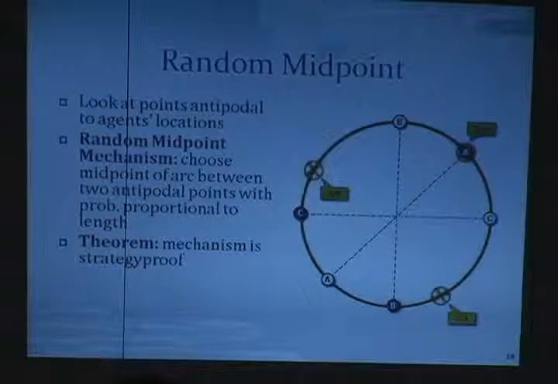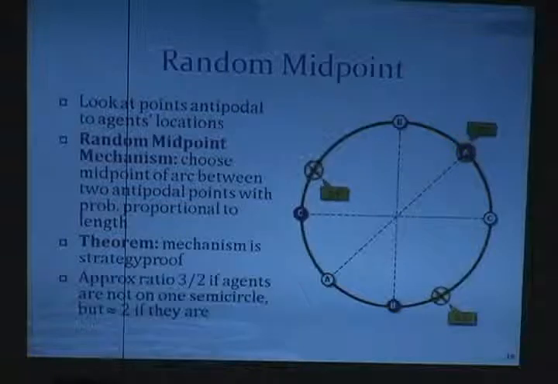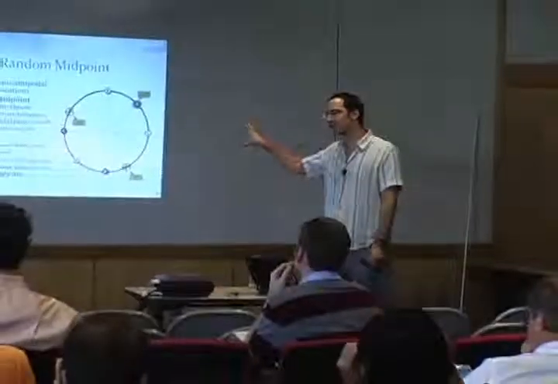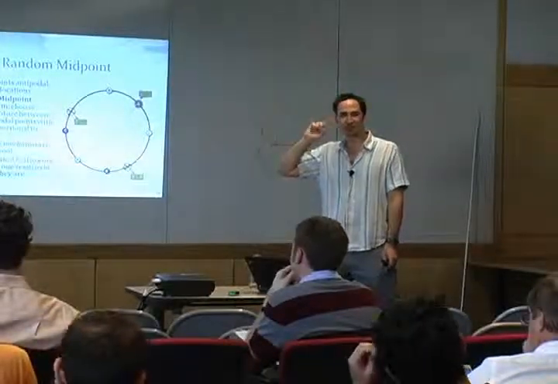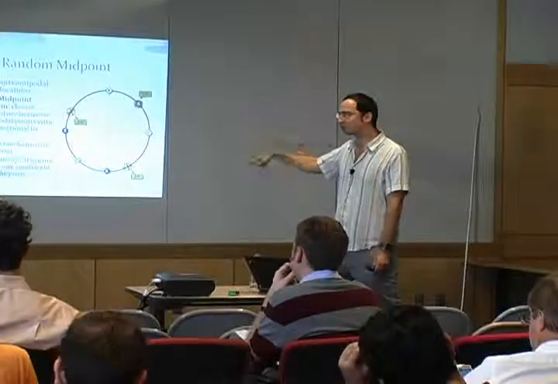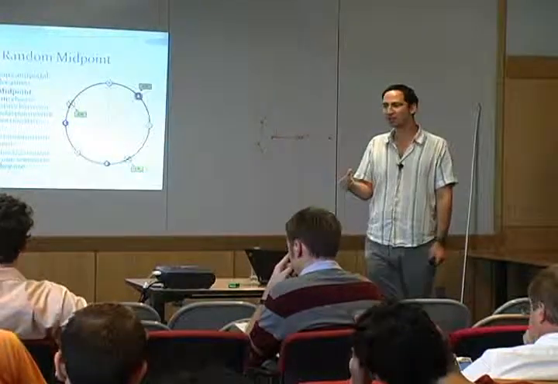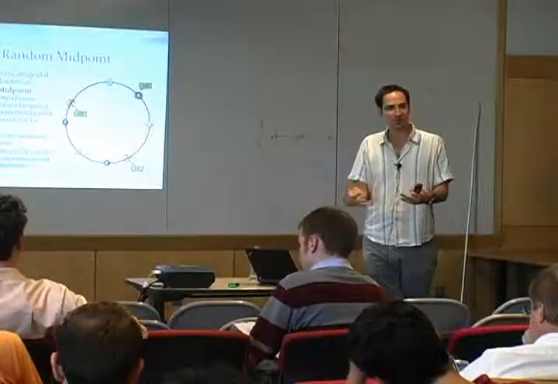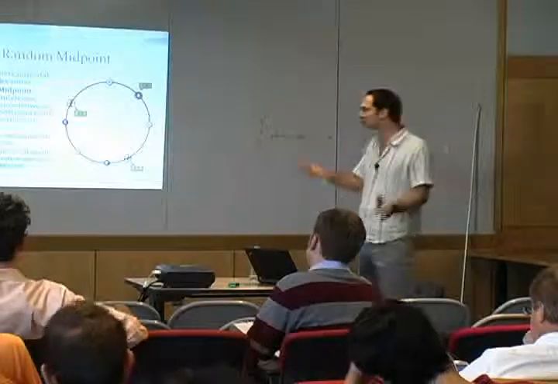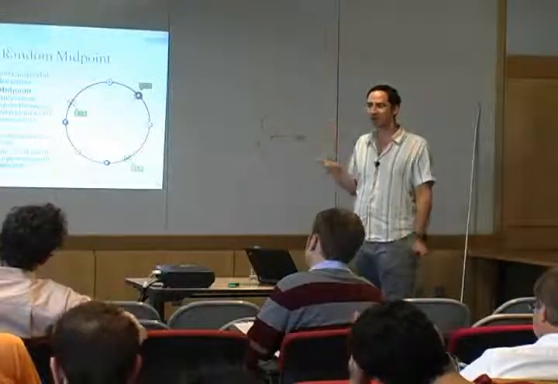You can prove this mechanism is strategy proof; it's not completely trivial. Now here is a strange phenomenon. If the agents are not located on one semicircle, that is, if there is no semicircle such that everybody is located on it, then this mechanism gives a 1.5 approximation, which should sound familiar. If they are located on one semicircle, the approximation ratio can be as bad as almost 2. So in general, it wouldn't be better than dictatorship. But if you assume that they're not on one semicircle, it gives you again this 1.5 approximation ratio.